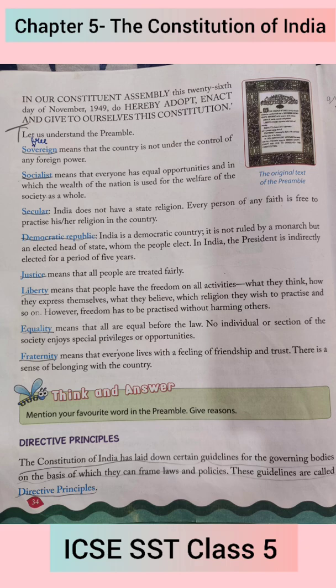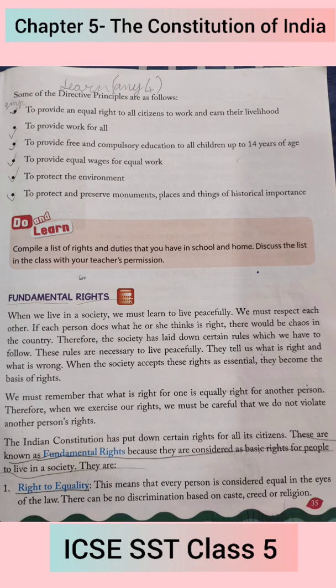Next is directive principles. Very important. The Constitution of India has laid down certain guidelines for the governing bodies on the basis of which they can frame laws and policies. These guidelines are called directive principles. Some of the directive principles are as follows: to provide an equal right to all citizens to work and earn their livelihood, to provide work for all, to provide free and compulsory education to all children up to 14 years of age, to provide equal wages for equal work, to protect the environment, to protect and preserve monuments, places, and things of historical importance.